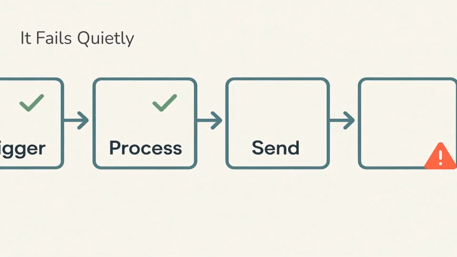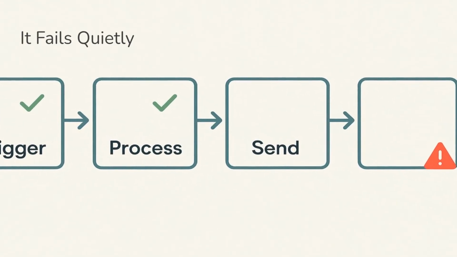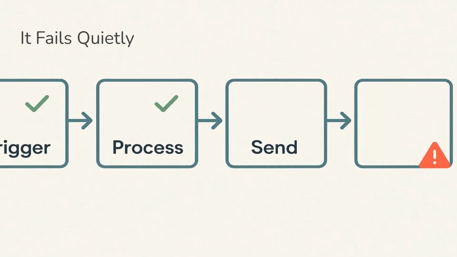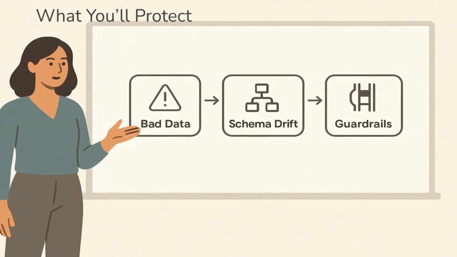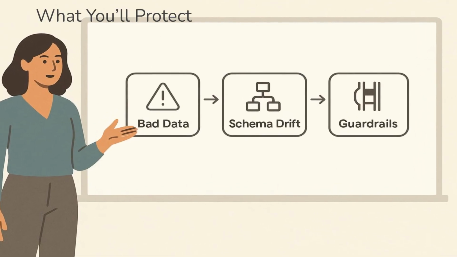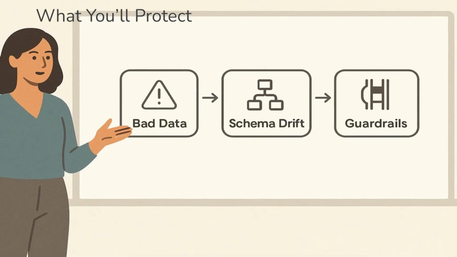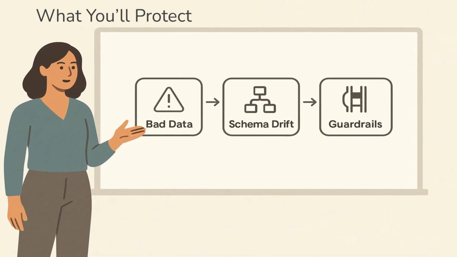Most automation failures don't look dramatic. The workflow starts, steps run, but a downstream issue like a blank field or failed send occurs. This failure hides in plain sight. We'll explore why bad data causes workflow problems, what schema drift means, and how to add checks so automations fail safely instead of silently. The goal is to protect the workflow before bad input leads to bad output.